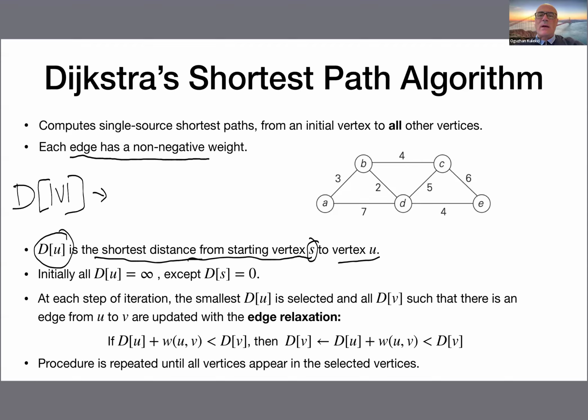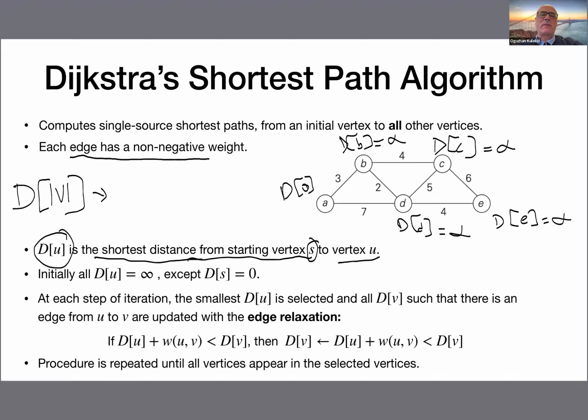That means I have here D[A], so that is D[B], let me say D[C], D[D], and D[E]. Initially, what I do is I just make them all infinity, except the starting one. So let me say I'm starting with A, and I make it 0. Okay, so it's this one. This is my starting vertex.